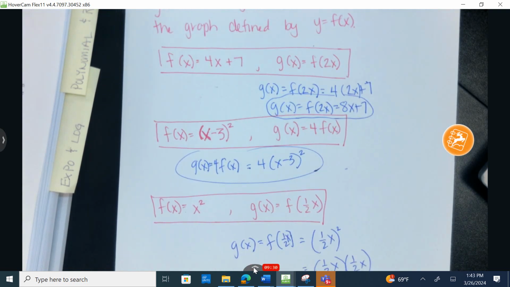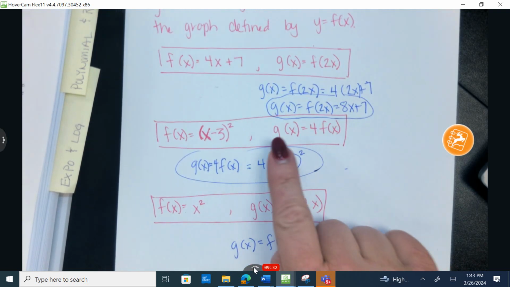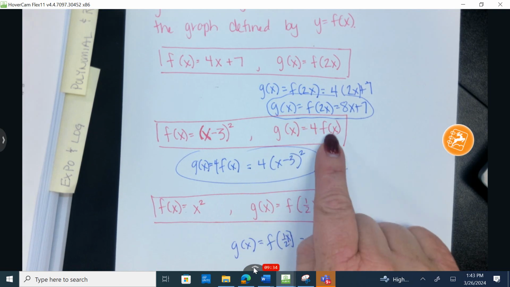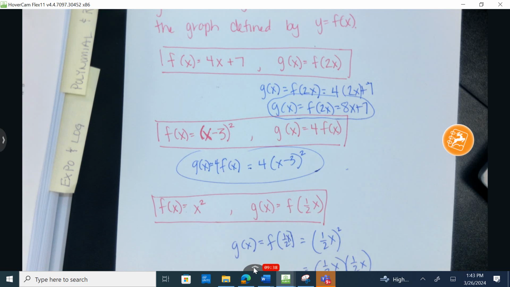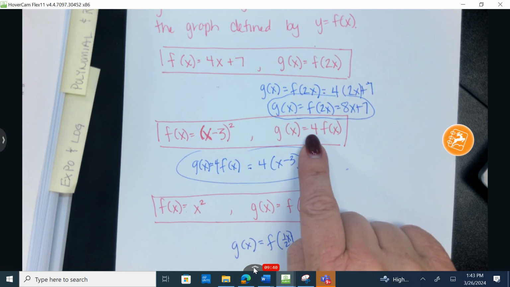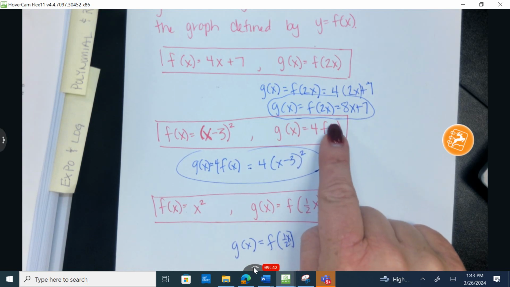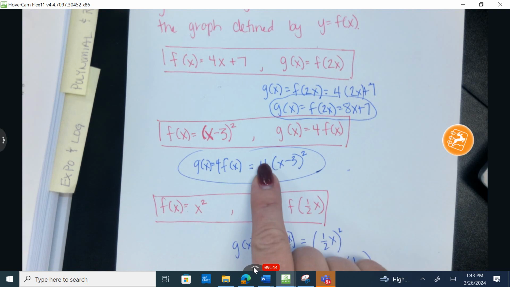Okay, in example number 2, same concept. I'm going to take g of x and I'm going to put a 4 in front of the function. So it's not going to go inside with the x. Notice how it is in front. So here we go. Here is the function f of x, and I'm putting a 4 in front.